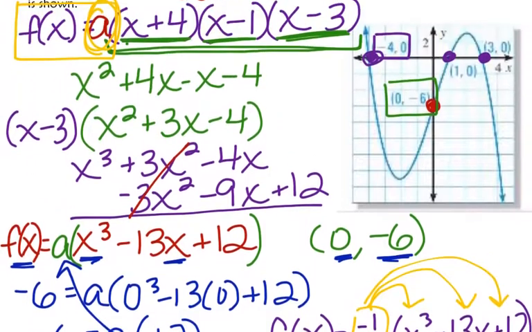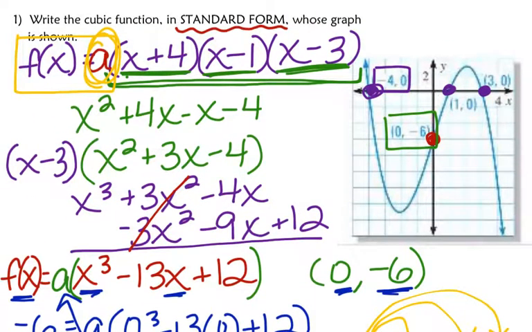Now, if we go back and just look at our graph quickly, this was a cubic function. It was an odd degree, and remember, odd degree means the graph will start and end in opposite directions, which it does. The graph started up here, and it ended down here. For a negative leading coefficient, that's exactly what we want to have happen.